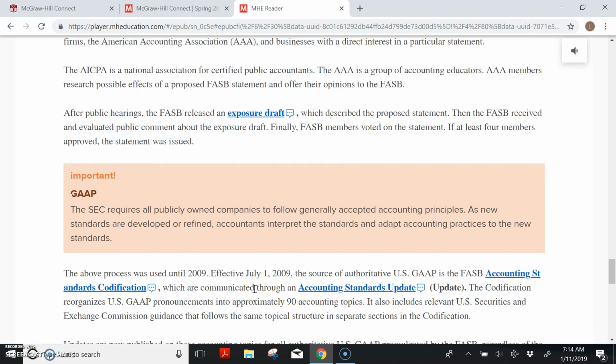So pay attention to GAAP. Pay attention to the role of the SEC, Securities and Exchange Commission, having the final say on matters of financial reporting by publicly owned companies. And also pay attention to the statements of financial accounting standards as developed by the FASB, the Financial Accounting Standards Board. So read about GAAP, the SEC, and the FASB on pages 12 and 13.